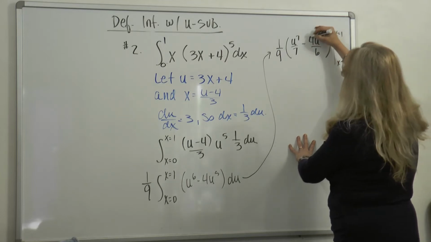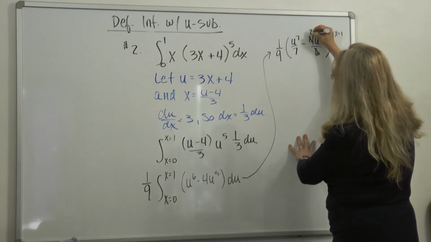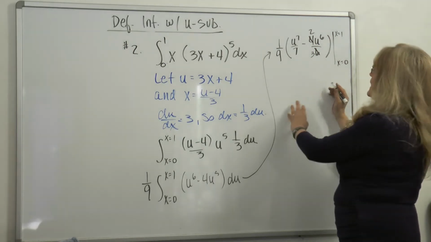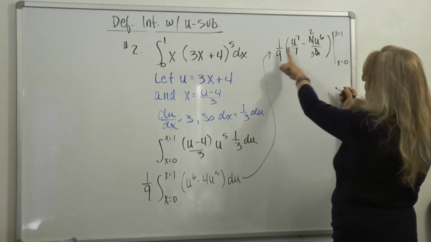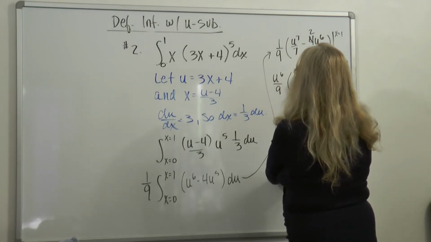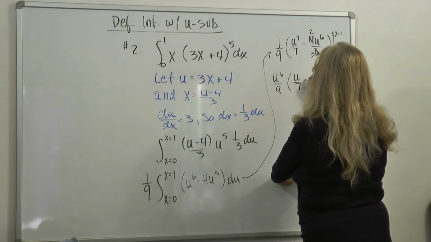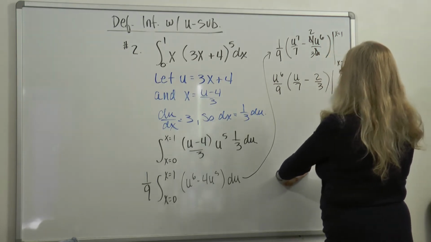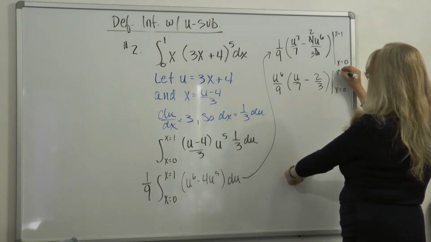Okay, so I'm going to go ahead and reduce here. 2 goes into here twice, it goes into here 3 times. Now I'm done integrating, I can factor. So I'm going to factor out a u to the 6th. And that leaves me with u over 7 minus 2/3, going from x equals 0 to x equals 1.